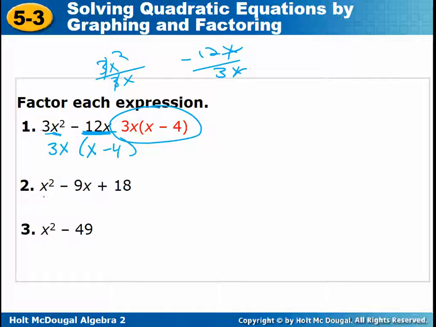But number 2 is, this is very similar to the one that we did, except for the negative. Let's see. We know that this is going to be x, x and x.